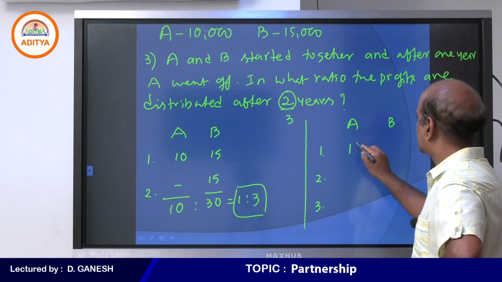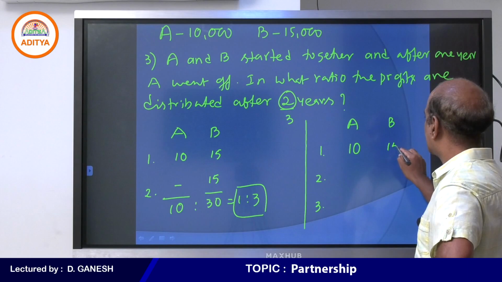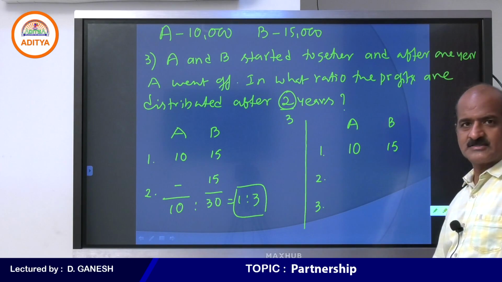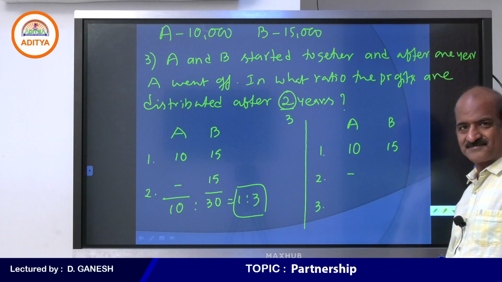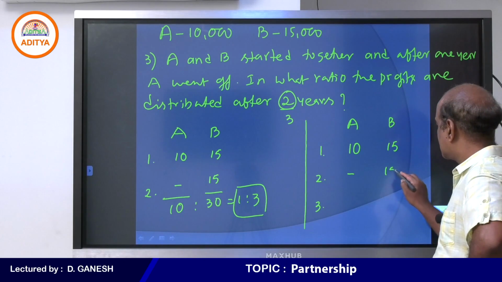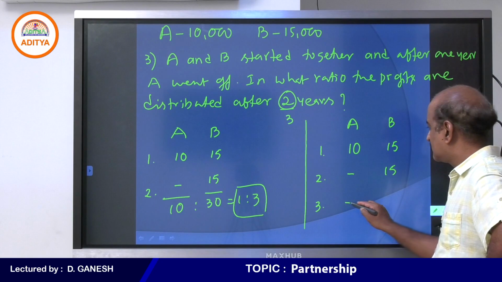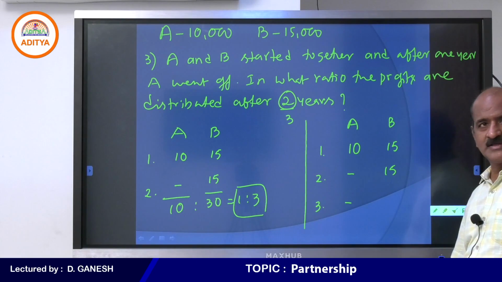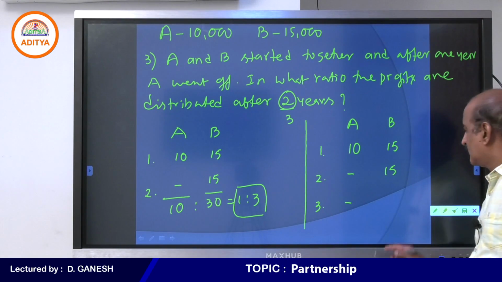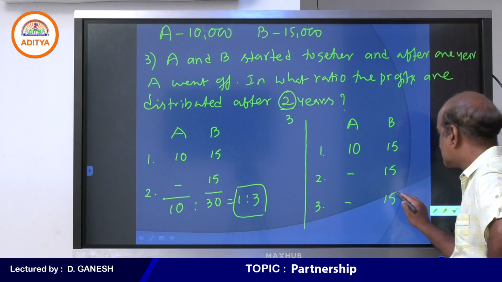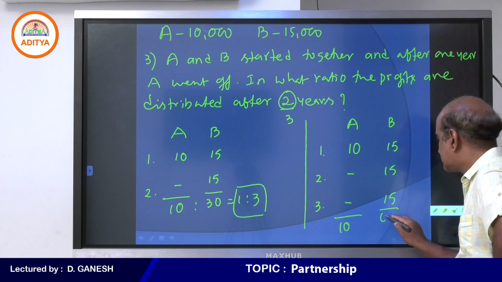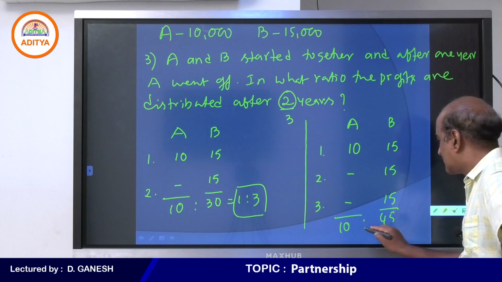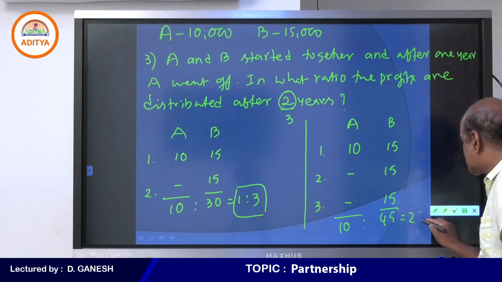Both started together, so 10 and 15. In the very first year A is there as well as B. After 1 year A went off, but of course B is still in the business. Third year also A is obviously not there, and B is there with 15,000. So this is 10 and this is 45. 10 is to 45, 2 is to 9.